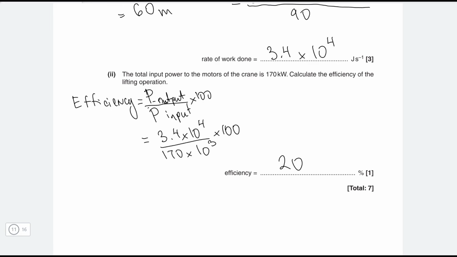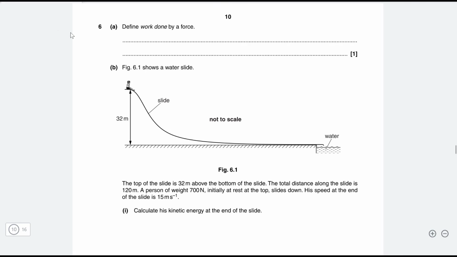Okay, on to the next question. Okay, our final question for this video is question 6 from the paper. Once again, the link is in the description of this video. So part A, define work done by a force.